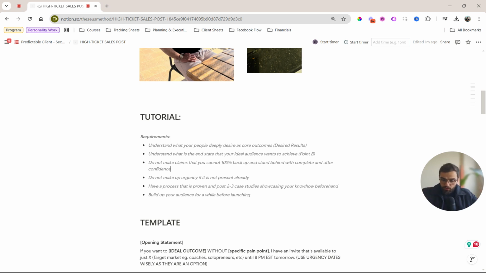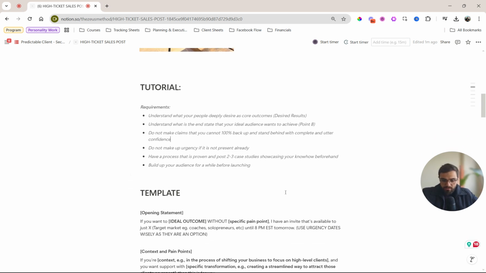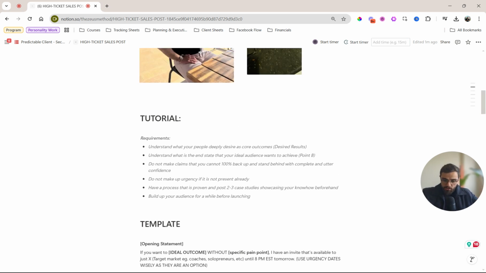So people go into your funnel, you might get some leads, you might get some interest, but when people go into your flow, they check your testimonials, they check your case studies, and people do their research. People are not stupid. They're like, he doesn't have things to back up what he's saying. And you lose them. Do not make up urgency if it's not already there, if it's not present.